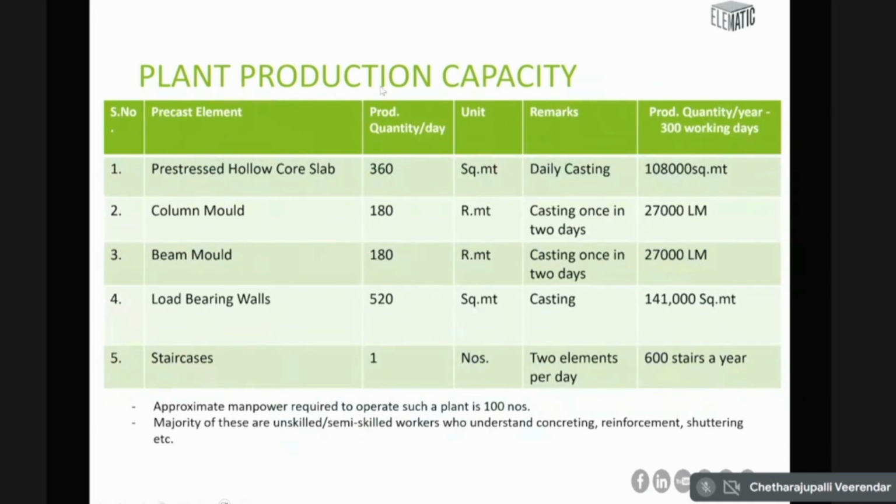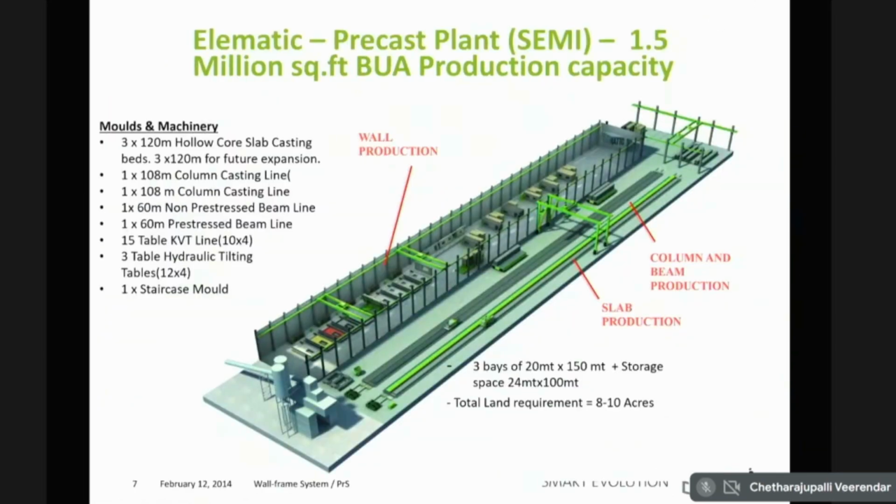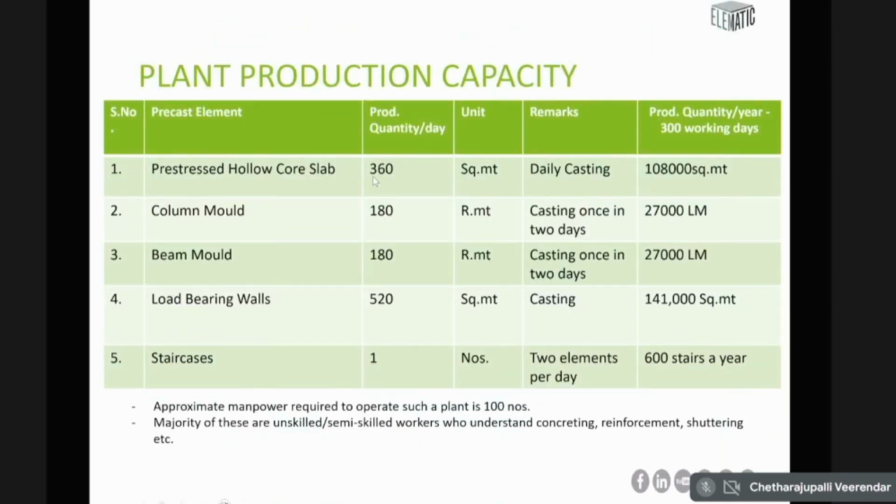So here, when we talk about production capacity, it is the capacity of the plant to produce on a per day basis. Let us say, for example, pre-stressed hollow core slabs, we are having production quantity in this particular thing. We are talking about a 3-line bed. So here, if you see, this is 3 lines of 120 meters. So when you're talking about 3 lines of 120 meters, every day you're able to produce 360 square meters of slab. So that means almost 1,08,000 square meters or almost 1 million square feet every year. That is about 300 working days.